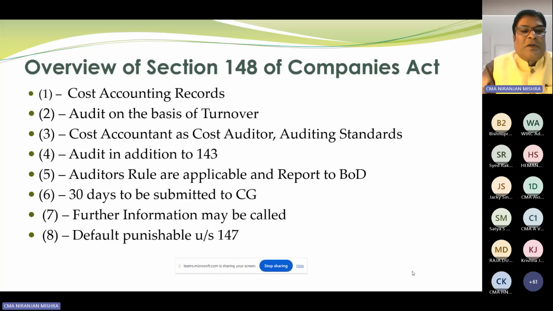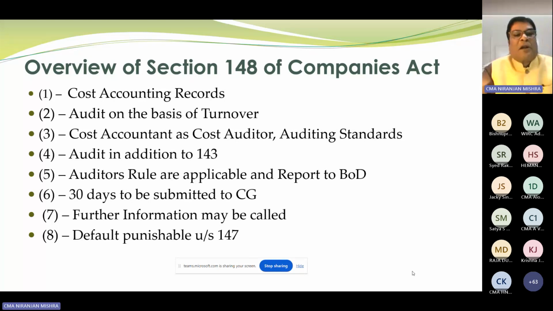There is some doubt in some practitioners' minds. The 180 days means maybe 6 months? No, that is 27th September. Secondly, the 30 days run from the approval of the report by the board of directors, not from 27th September. The 30 days will be counted from the date of approval of the board, not from the 181st day.